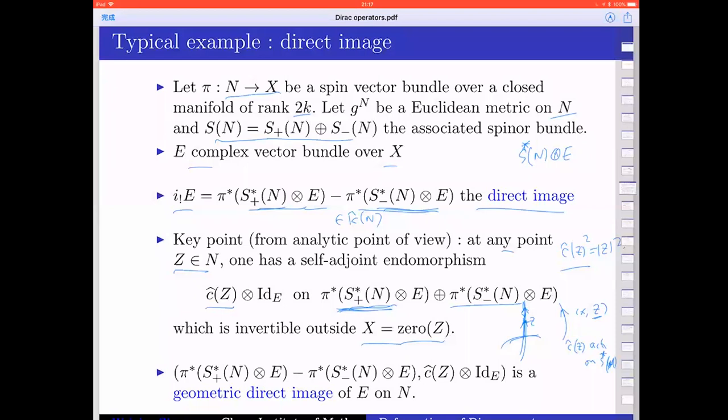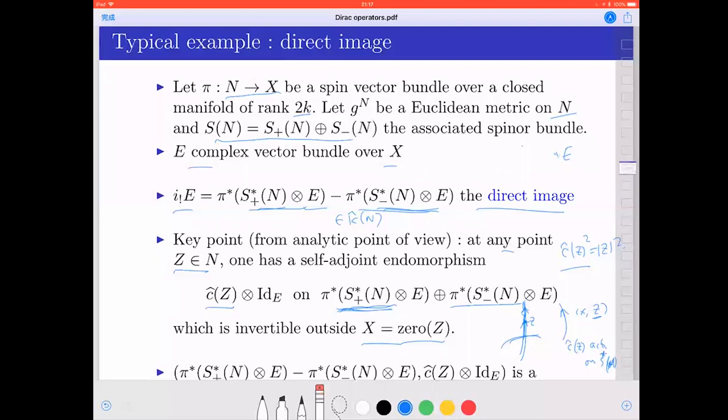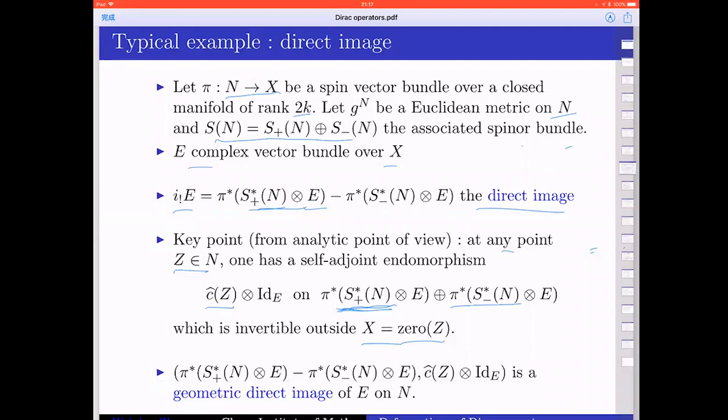Okay, let me explain in more detail. No, we do not do curvature yet. You already have a spin bundle, isn't it? With the spinor bundle. Yes, the spinor bundle is over X. Then we pull back, and it becomes a spinor bundle over N.